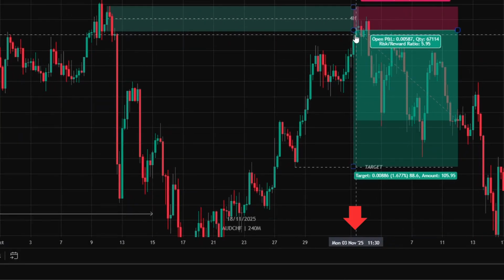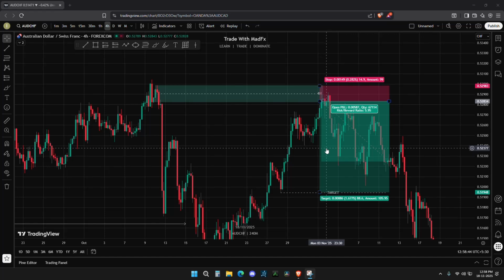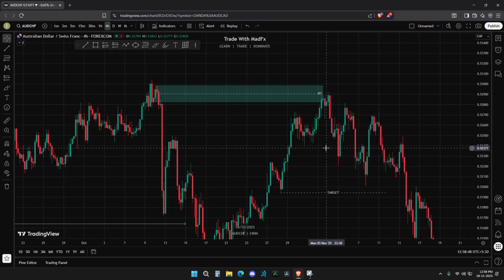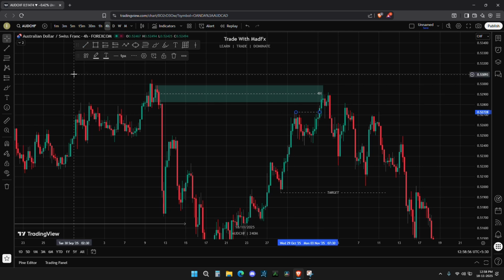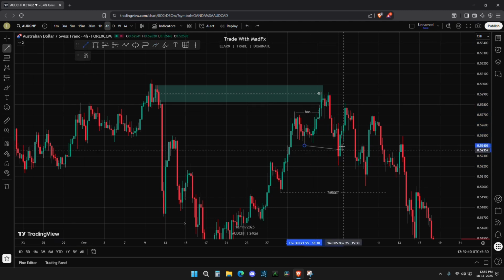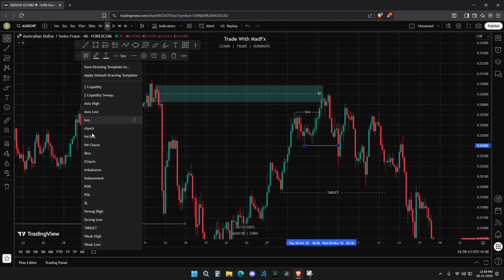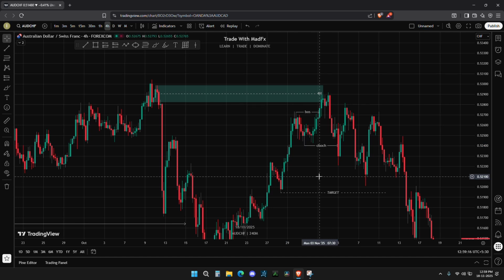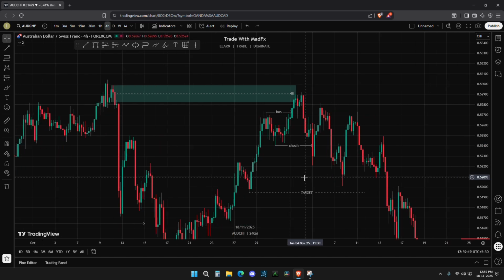First entry happened on November 3rd, which was Monday. Let me delete this first entry and see what happened after that. So, we had this break of structure on 4-hour chart. Then we had a huge expansion move to the downside after mitigating the 4-hour supply zone that we marked, and that expansion move was finally able to give us a close above the 4-hour low, confirming a bearish change of character.